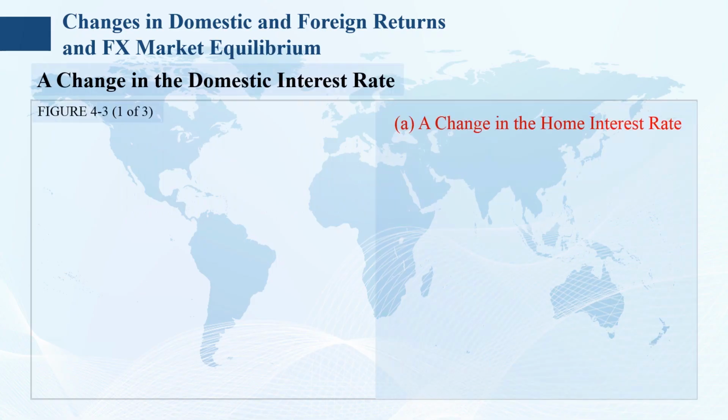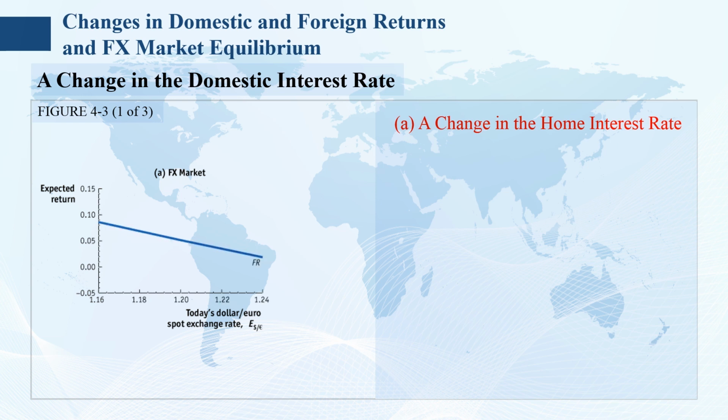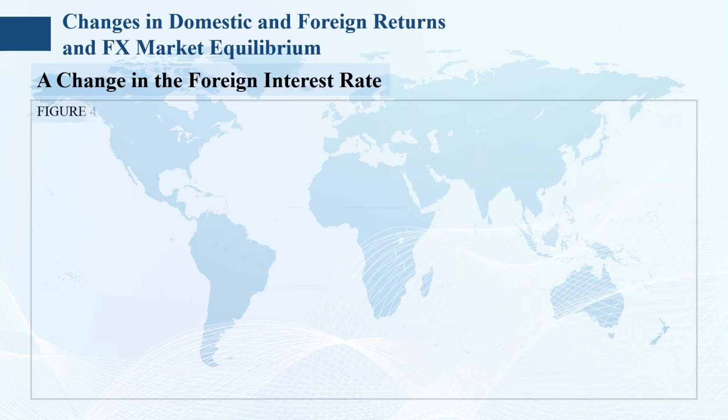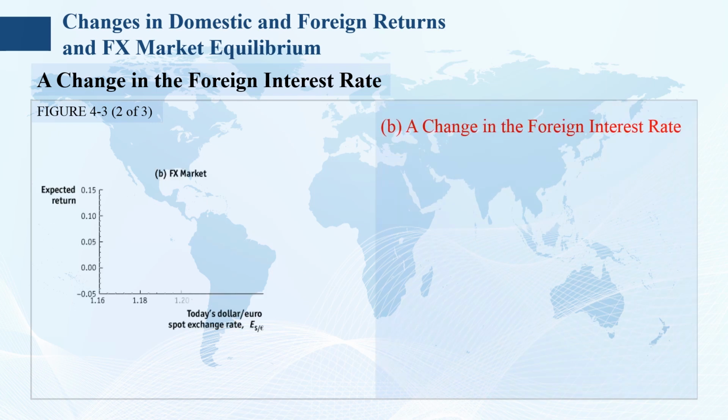A change in the domestic interest rate. In figure 4.3, panel A, a rise in the dollar interest rate from 5% to 7% increases domestic returns, shifting the DR curve up from DR1 to DR2. At the initial equilibrium exchange rate of $1.2 per euro on DR2, domestic returns are above foreign returns at point 4.